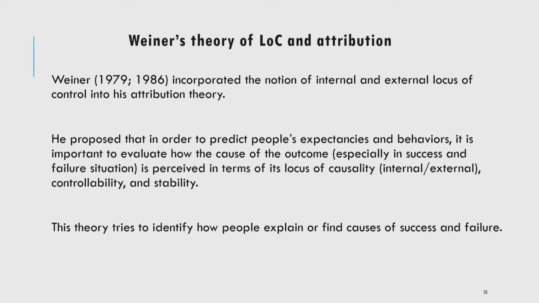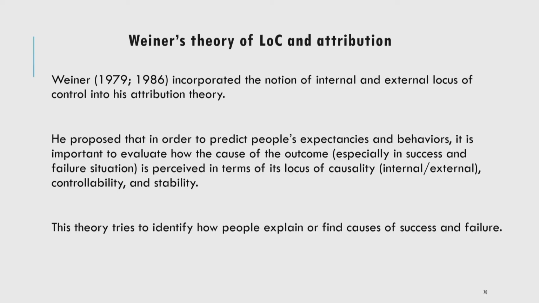One particular theory of attribution, or finding causality, has been linked with locus of control, which is called Weiner's attribution theory. This theory was specifically developed to explain how people find out causes in an achievement situation, or when they succeed or fail in a task, how people explain their success and failure. What are the factors that influence that? So that was his whole idea of the theory.